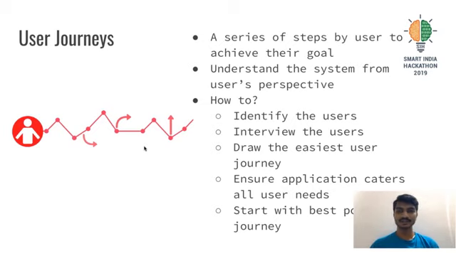So to draw this user journey map, what are the things we need to do? The first thing is we have to identify the users. After we have identified the users, we have to interview them and understand their requirements from the user's perspective. Then we need to draw the easiest route path for the user to achieve their goal in our application, and ensure that the route path caters to all the user's needs.